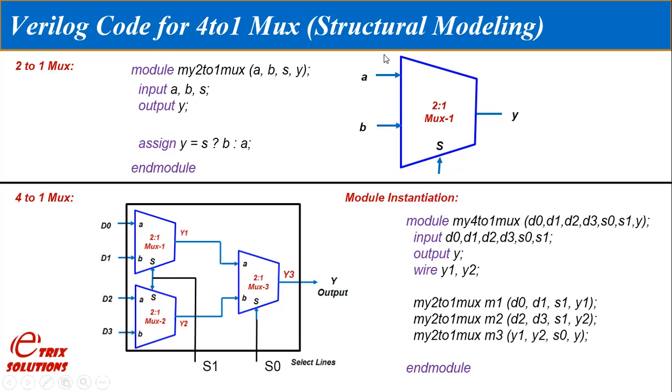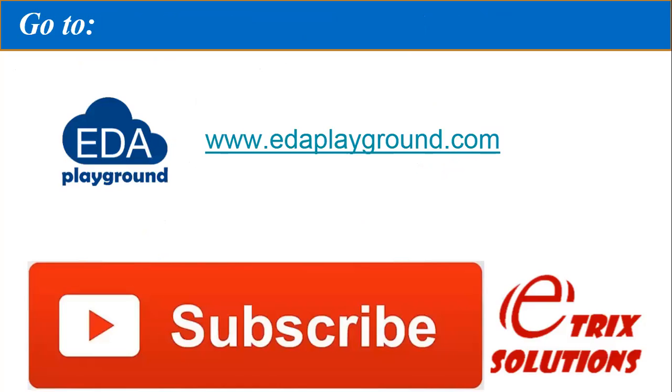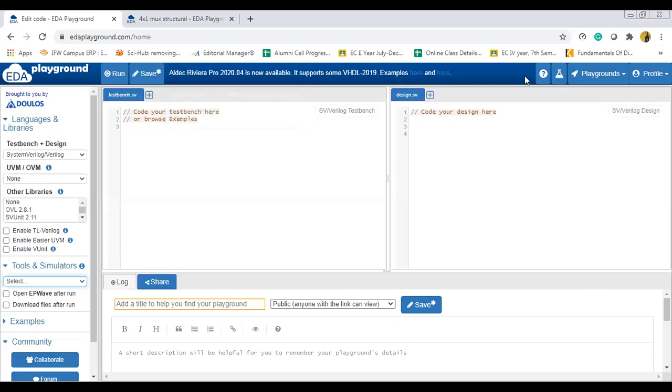Now let us move to the simulation part, and for the simulation we are going to use the EDA Playground. So just click on www.edaplayground.com and start the simulation. So this is the home page of EDA Playground, in which at the right side you can see there is a design window, and at the left side you can see there is a test bench window.